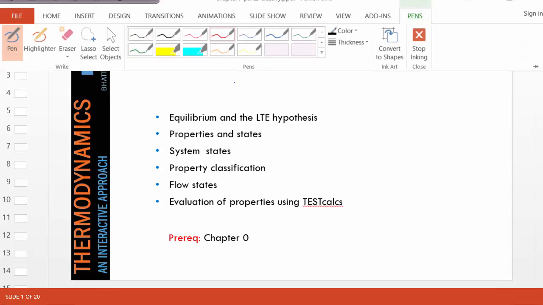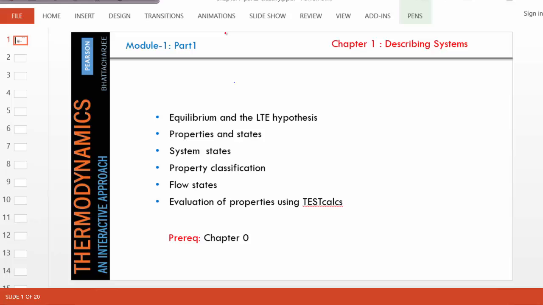Hello. So we have already covered the following subsections. We have talked about equilibrium and LTE hypothesis, properties and states, and specifically system states. So our task now would be to discuss how you classify properties and what is known as flow states.